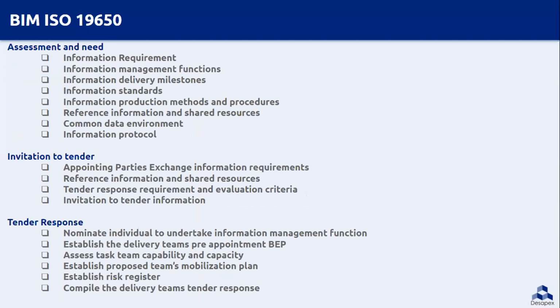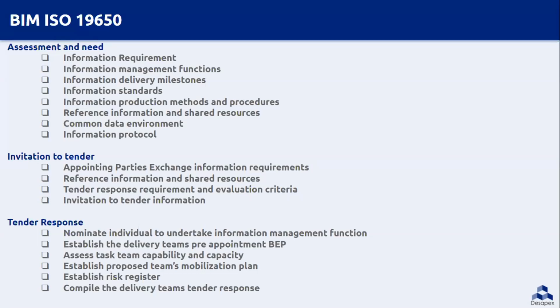Now we will discuss in detail the steps involved to generate, store, and authorize at various stages as per BIM ISO 19650. In the first step, the appointing party or the client lists the project requirements, which include organization requirements, project requirements, and asset related requirements. We call these PIR, AIR, and OIR.